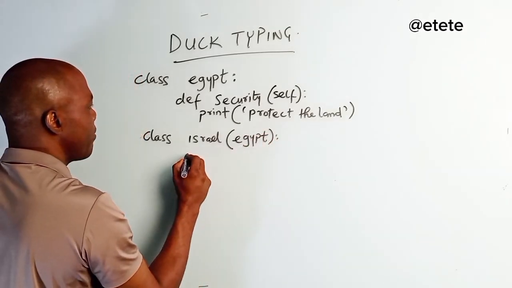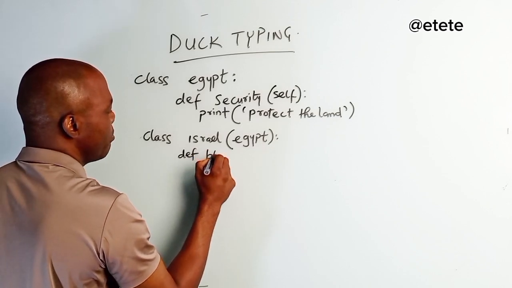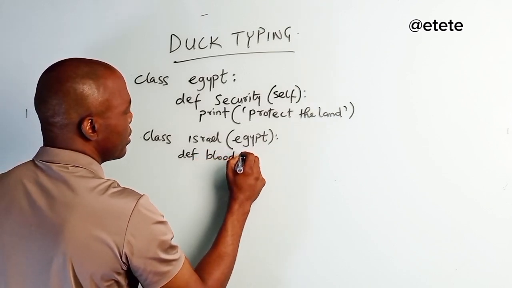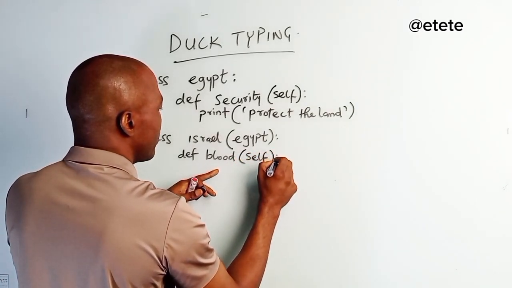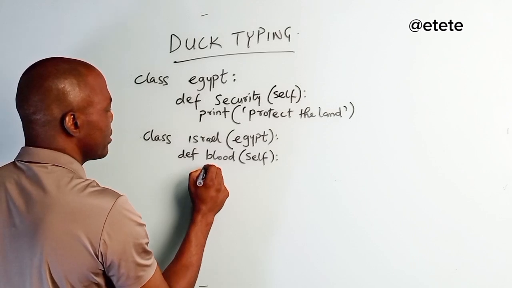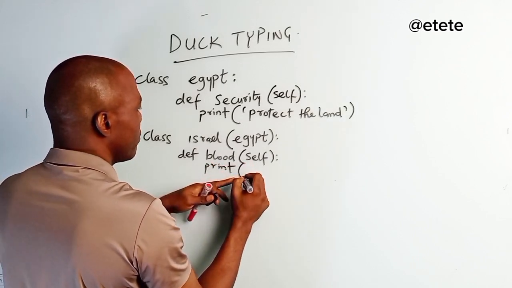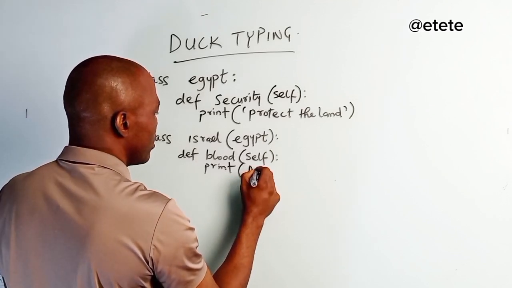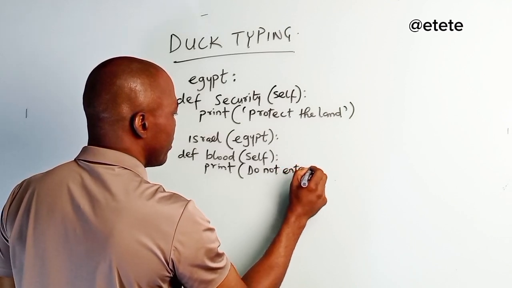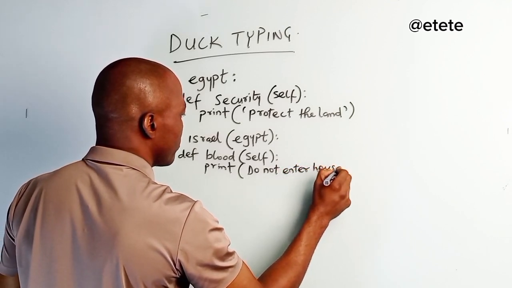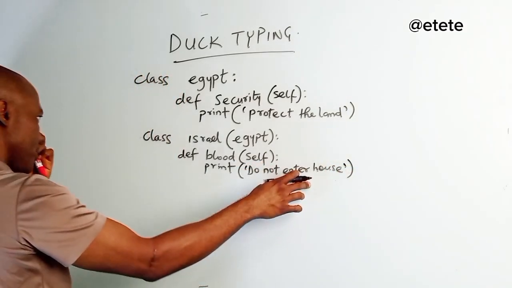Now inside this we have death, right? And then we have blood, and then we have self. So inside it we say print, do not enter the house, right? So we'll have this here.